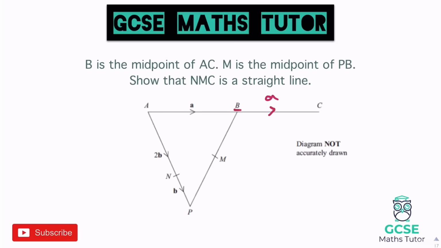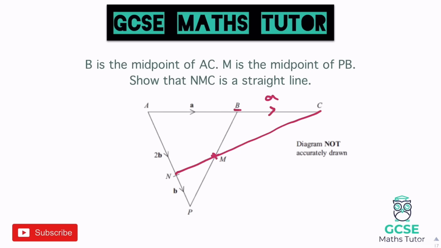M is the midpoint of PB. So we've got a midpoint here, so that's halfway along. And then show that NMC is a straight line. So straight away I'd like to draw NMC in and just think about that. So what it's saying is show that that's a straight line. And we're going to have a look at some of the vectors on this line and see if we can get a common multiple or a common bracket, however you've looked at this before. So all I want to have a look to start with is that line N to C.